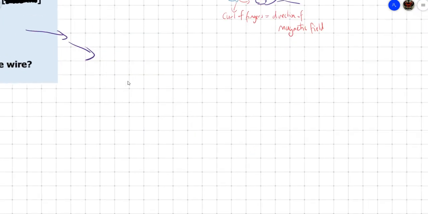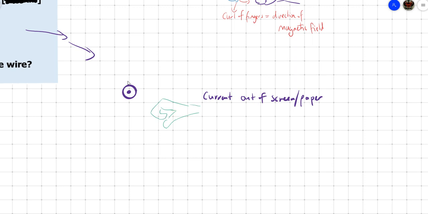Let's take this down here. We've got the dot and the circle. Now when you have a dot in a circle, what does it mean? It means that the current is going out of the screen, out of the paper. So what's going to happen? Your thumb is going to be pointing to the outside. Let me see if I can draw that. Your thumb will be pointing this way.